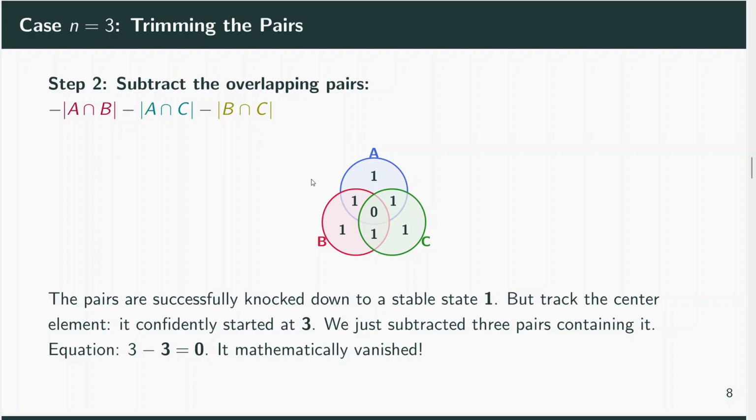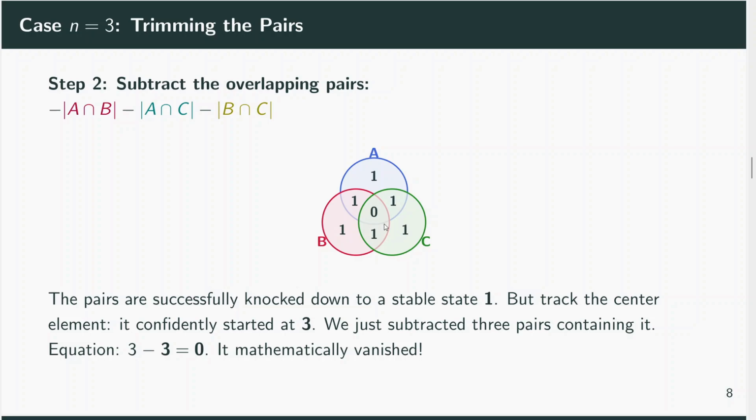The element that lives only in A, it is not in any of those pairwise intersections, so none of the subtractions touch it. It stays at count state 1. Good. Same for the elements living only in B and only in C. They are not in any pairwise intersection, so they remain untouched at count state 1.